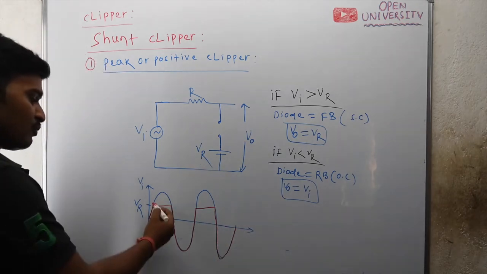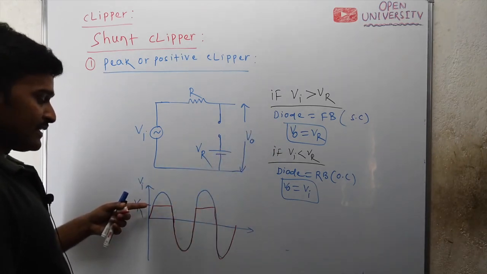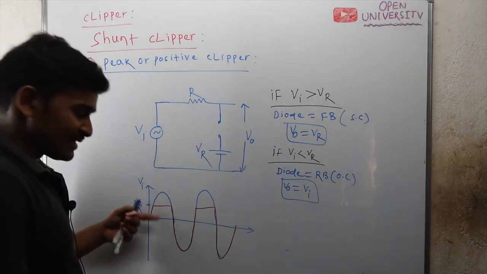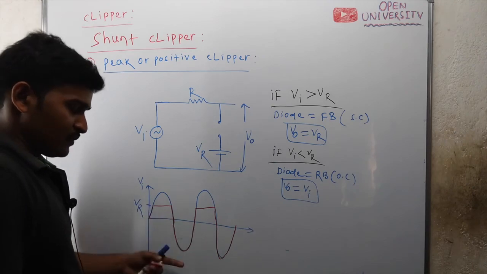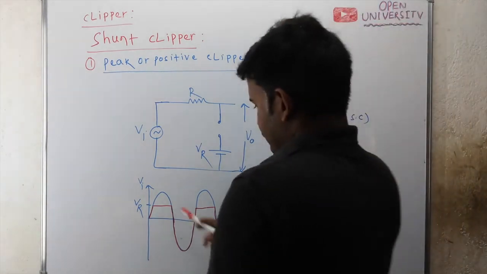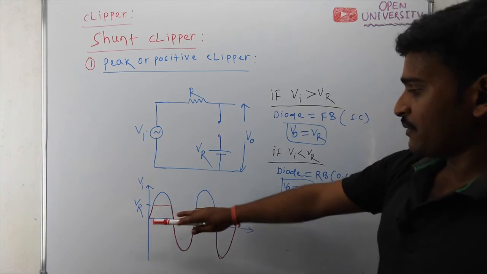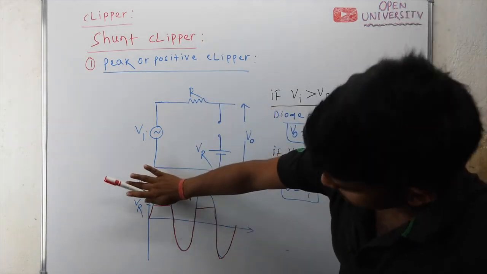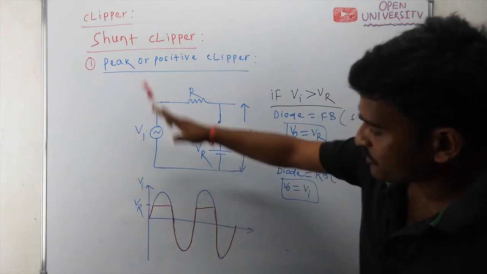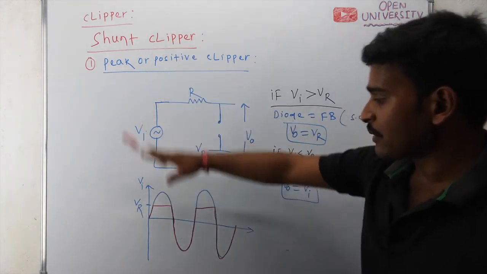When input voltage is exceeding the reference voltage, V not equal to VR, and when input voltage is less than VR, output voltage equals input voltage. Since this circuit is removing that part of the signal which lies above the reference voltage, the output will be only this red color. That means it is removing this portion of the graph. It is cutting that portion of the graph which lies above the reference voltage.